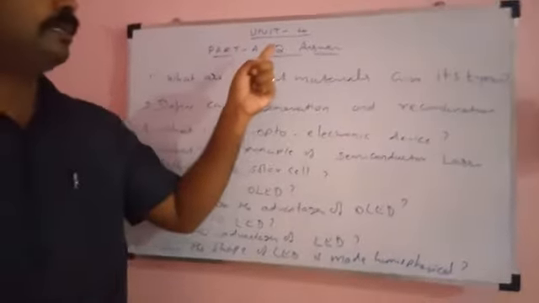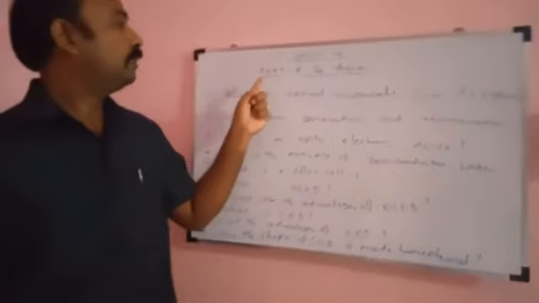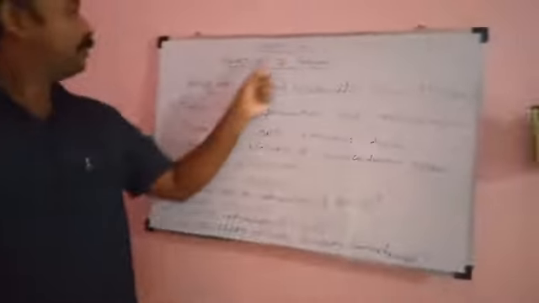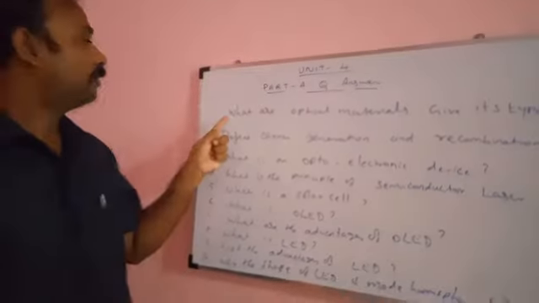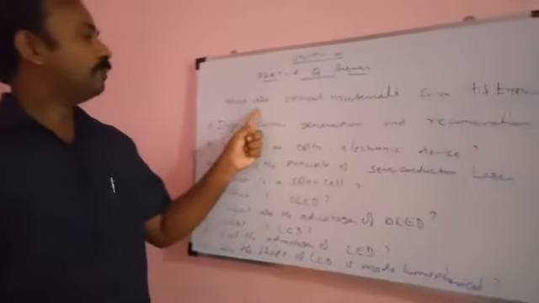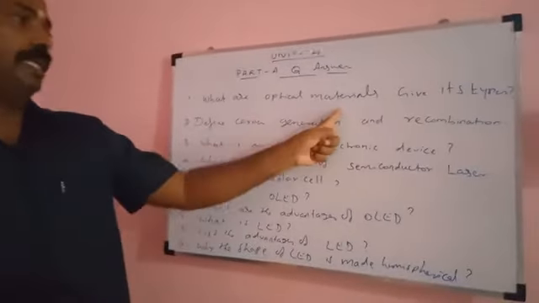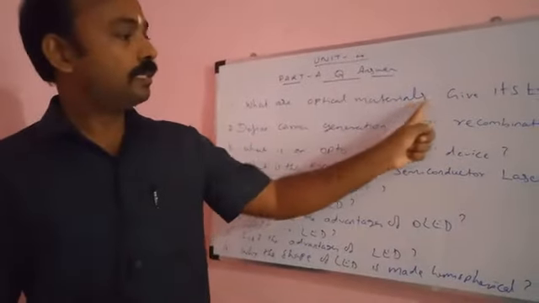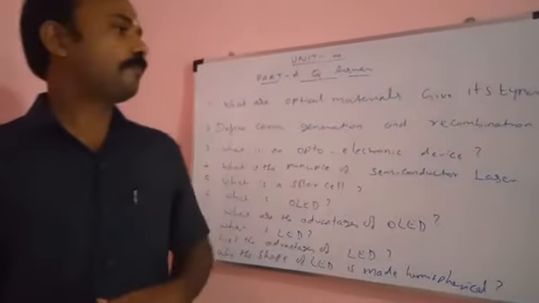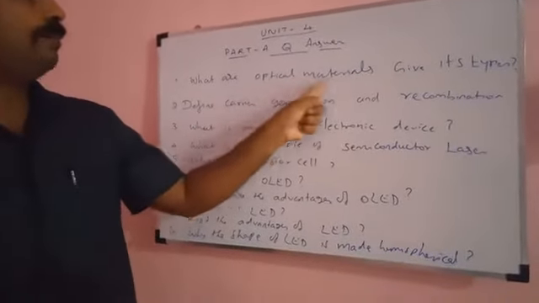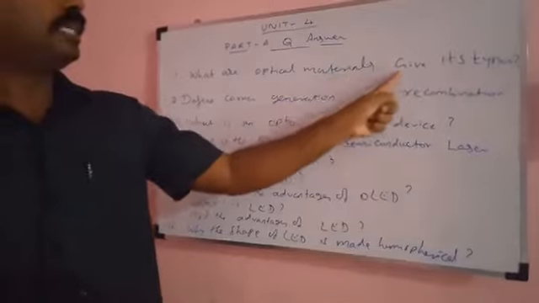Today I am going to teach about unit 4, part A question answer. The first question: what are optical materials? Give its types.